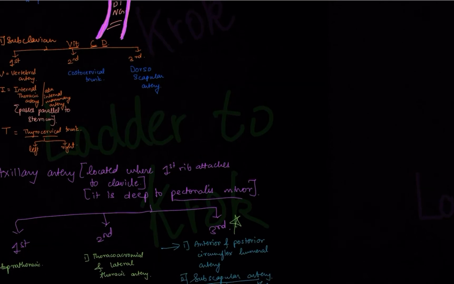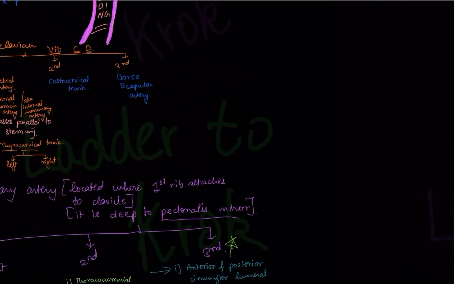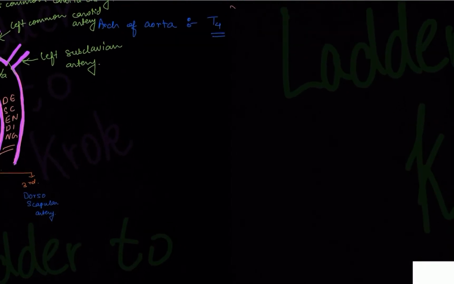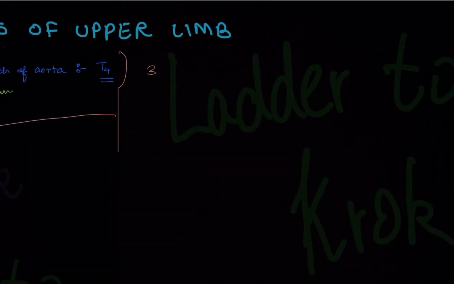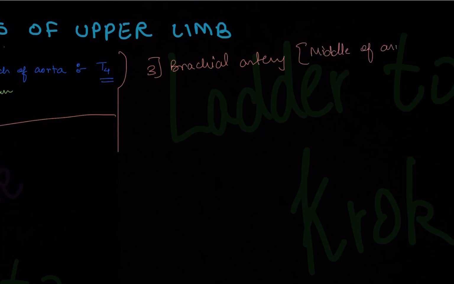Now this axillary artery, once it passes the lower border of the teres major, we call this artery your brachial artery. What do we call it? Your brachial artery. So starting with the third, that is your brachial artery. What was the location? I told you that it is present at the middle of the arm and starts at the lower border of teres major.